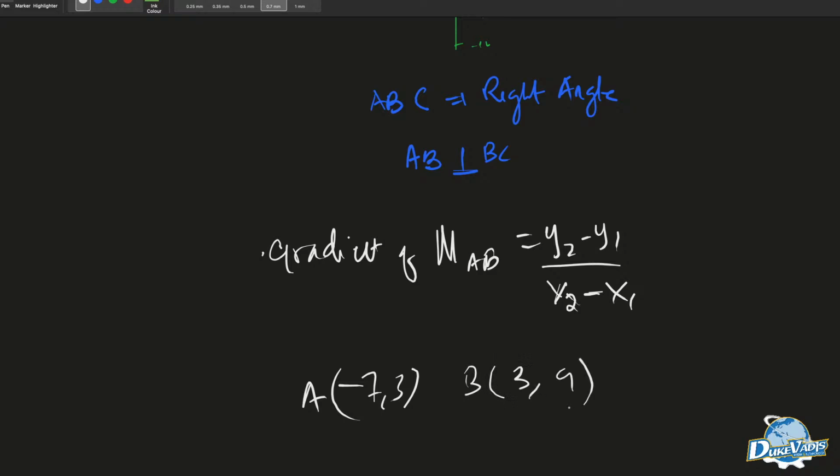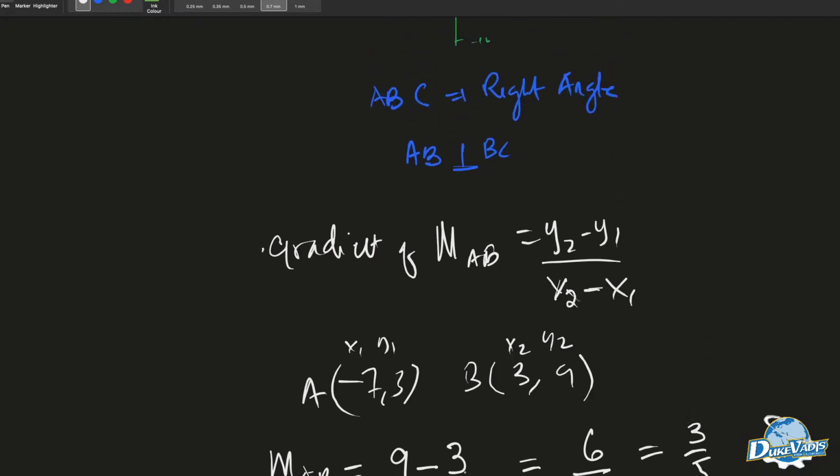All right, friends, so if you look at these two coordinates, we say this one is x1, y1, and this is x2, y2. So all we have to do is find the gradient of AB. We subtract: y2, which is 9, minus y1, which is 3, divided by x2, which is 3, minus -7. So the top gives us 6, and the bottom will be 10, which is equivalent to 3 over 5. So that's the gradient of the line AB.